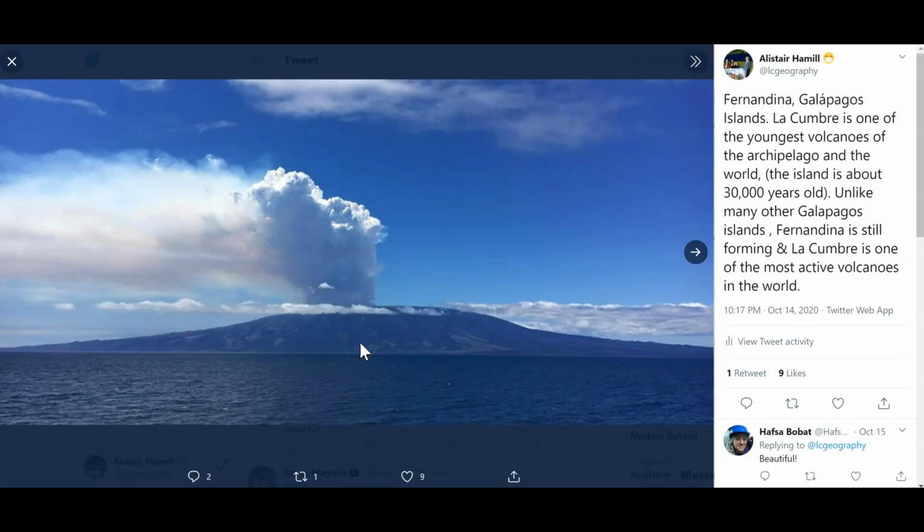Right, so here we have this very, very classic shape of your shield volcano. Now you're getting an eruption here throwing some ash up out into the sky, but this is a quieter eruption than you would get in the likes of Mount St. Helens.